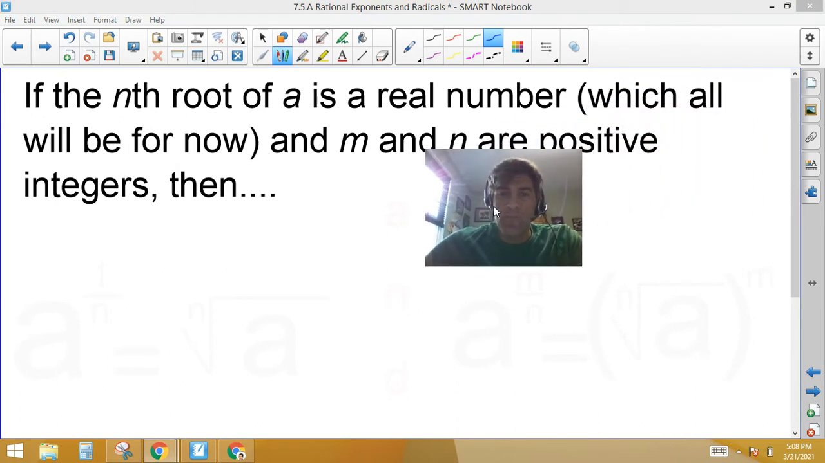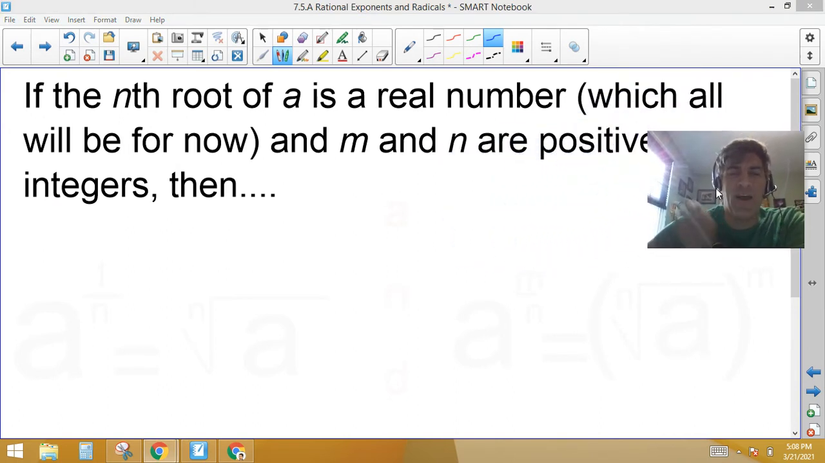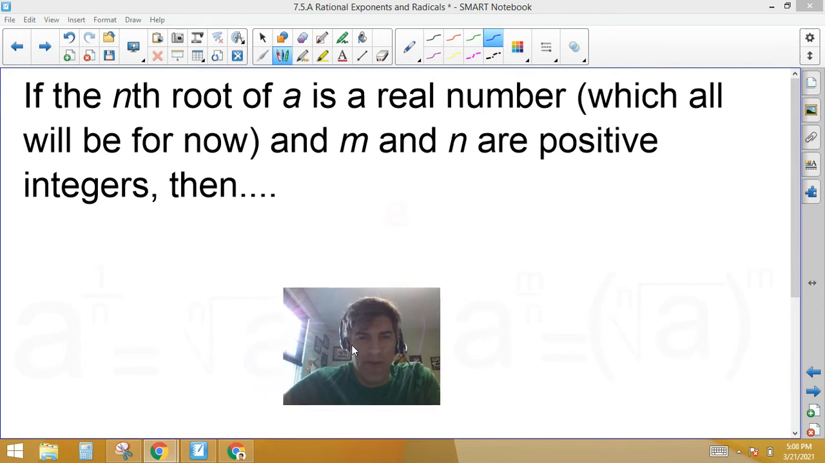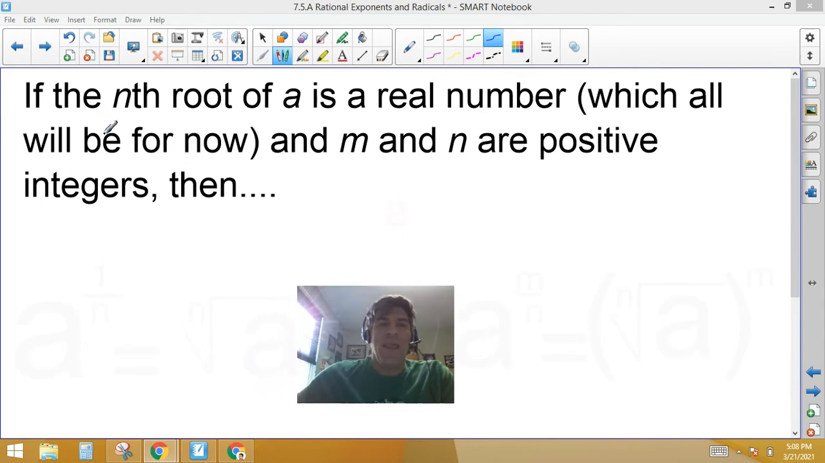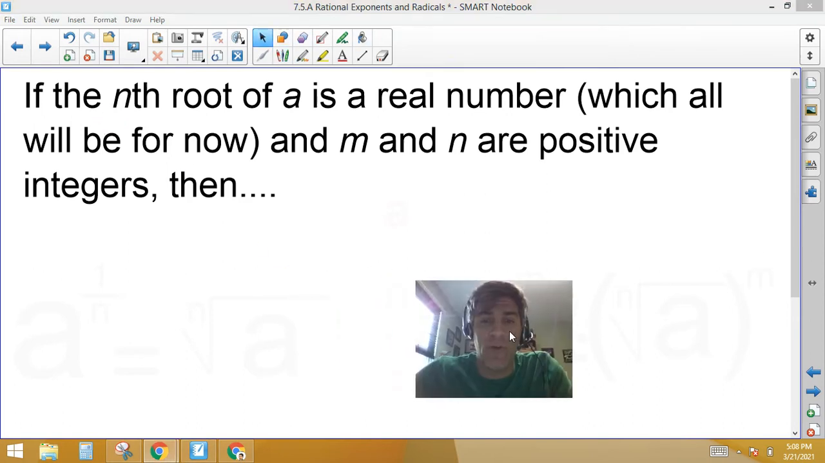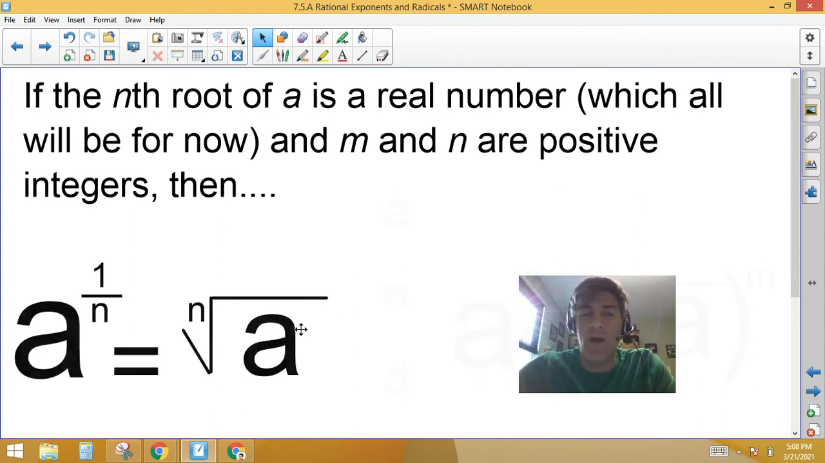So now this is some powerful information here. It sounds weird, but with the examples I show, it might be a little clearer. If the nth root of A is a real number, which they all will be for now, and M and N are positive integers, then this first thing will be true. This is another way to rewrite a radical. If I have A to the 1/nth power, meaning there's an exponent that is a fraction with a numerator of 1, the denominator of the fractional exponent is the index.